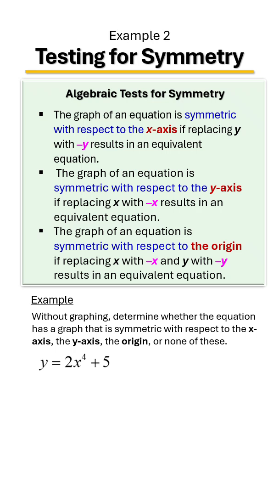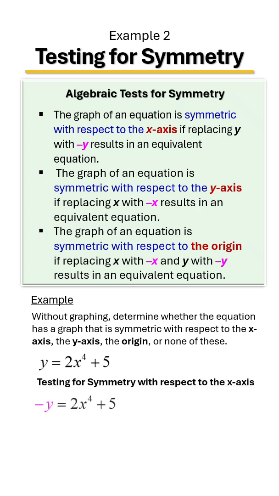Remember, when we want to find out whether it's symmetric with x, we change y to its opposite. So once we do so, it's going to look like so. We can simplify that if we like and multiply the entire equation by -1 so that this y will be positive. When we do that, this is what we're left with.